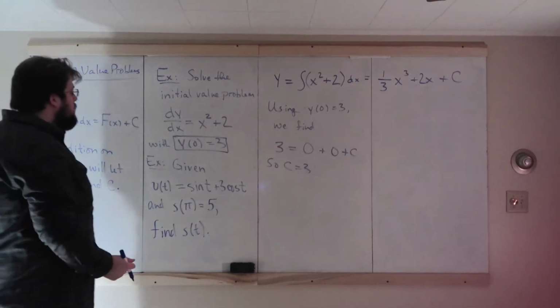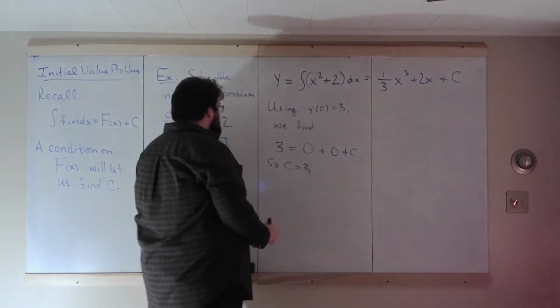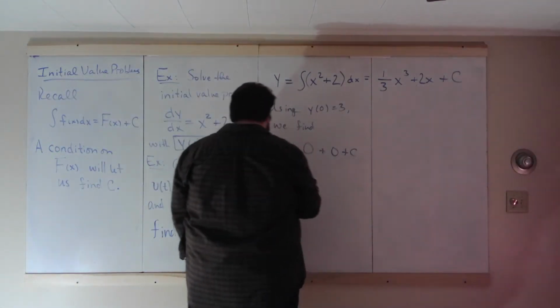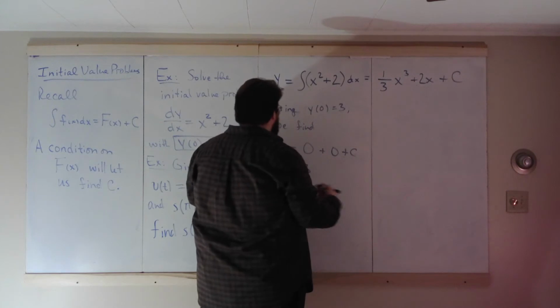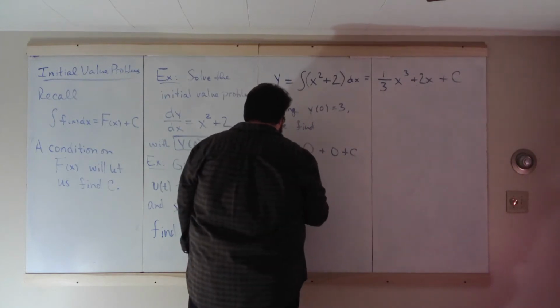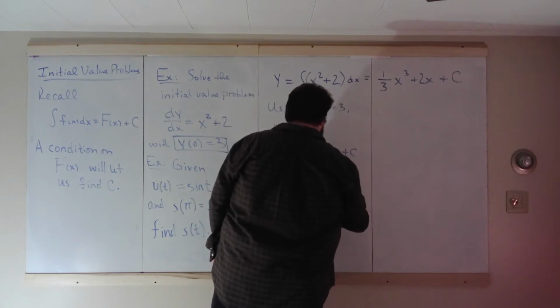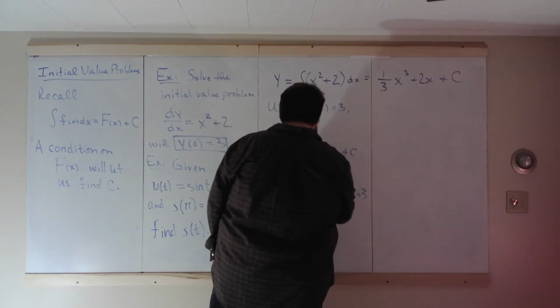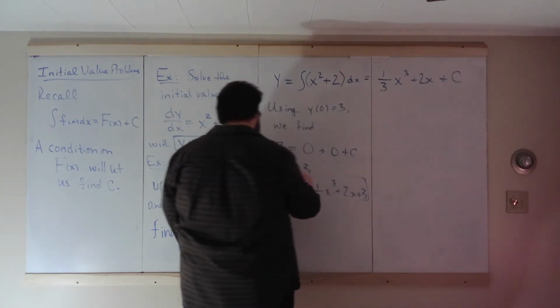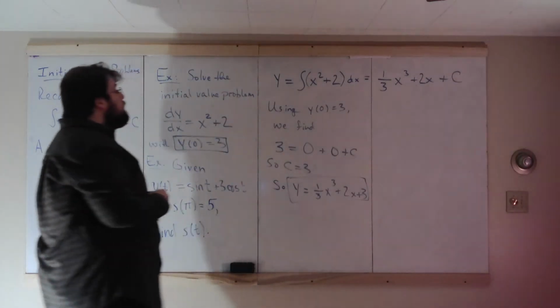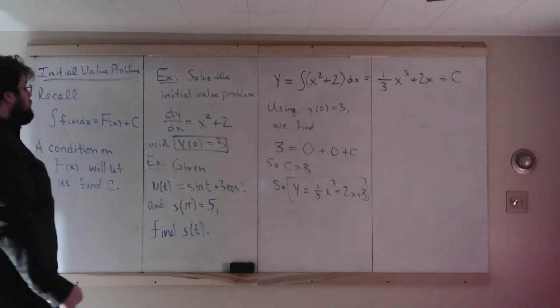Well, we found c. Now we actually have to say what y is because we're trying to solve it. We're not just trying to find c. Solving an initial value problem means we want to find y. So y equals a third x cubed plus 2x, and c equals 3, so plus 3. So that's one way an initial value problem can work.